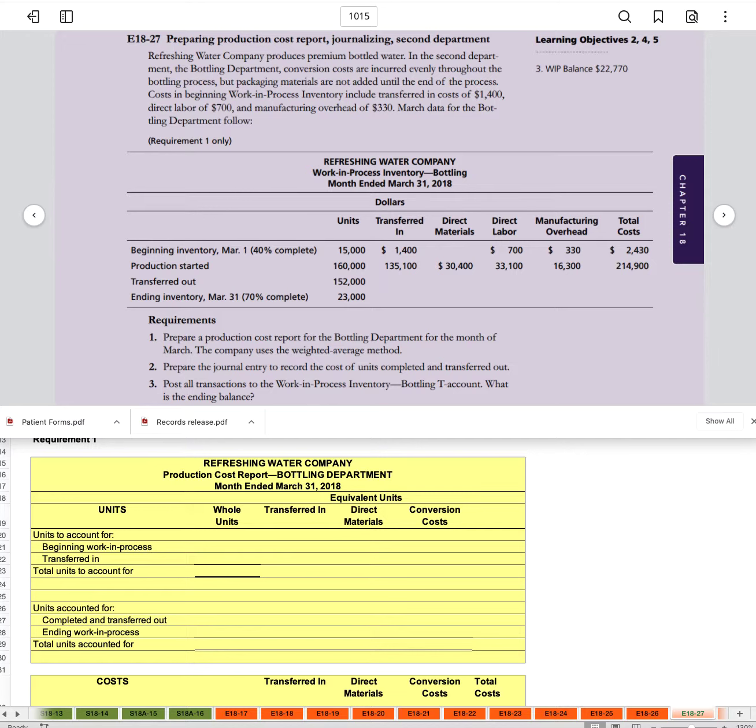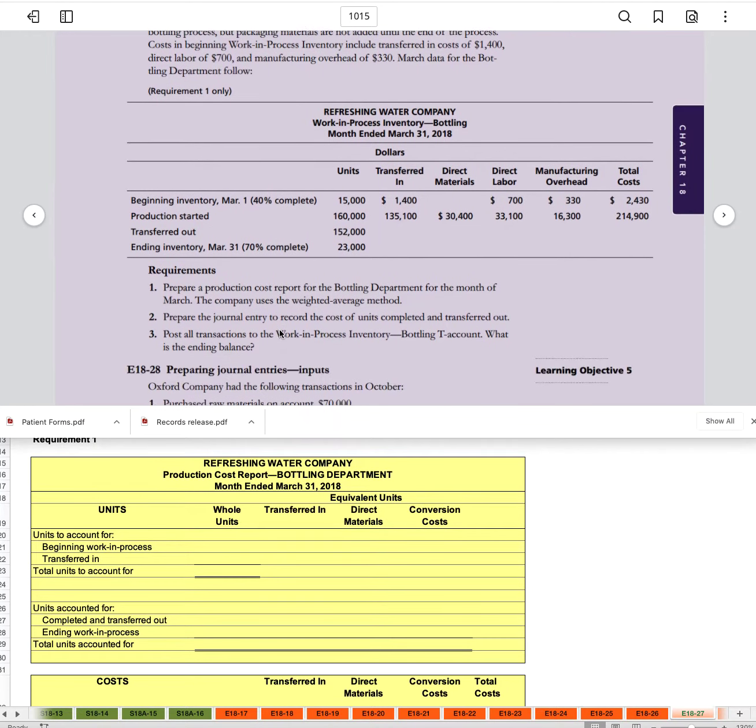Costs in beginning WIP inventory include transferred in cost of $1,400, direct labor of $700, manufacturing overhead of $330. March data for the bottling department follows. And so we have our beginning inventory, which is 40% complete, production started, transferred out, and our ending inventory, which is 70% complete. And then in dollars, we have costs associated with transferred in, direct materials, direct labor, manufacturing overhead, and total costs.